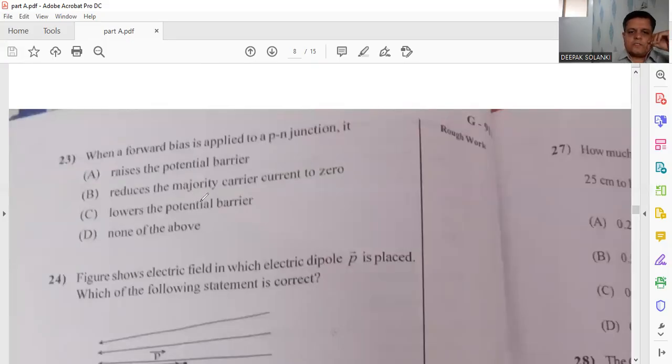When forward bias is applied to a PN junction, what happens? Both the electric field of the depletion layer and the external electric field are in opposite directions. As a result, the resultant electric field decreases and so lowers the potential barrier.